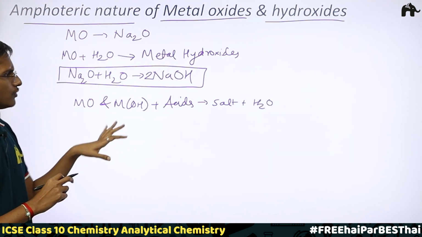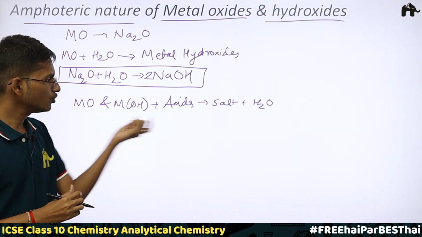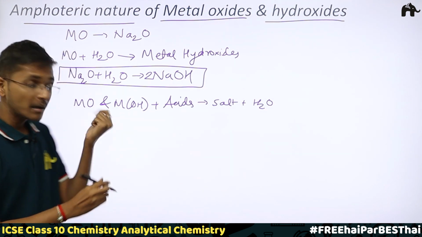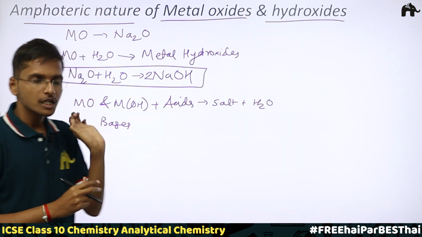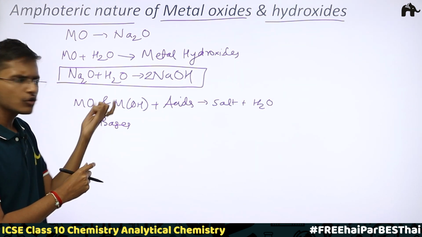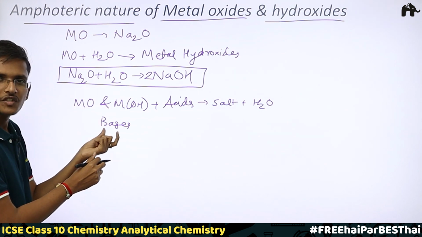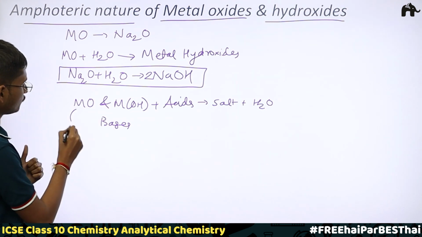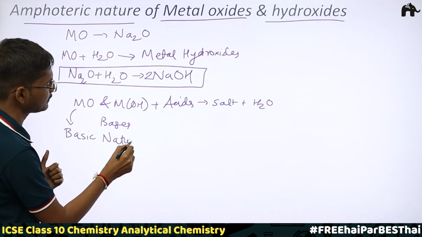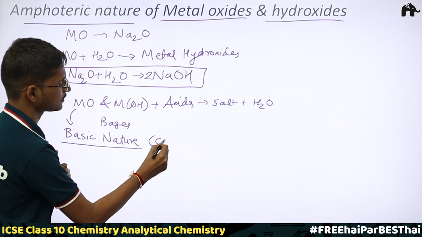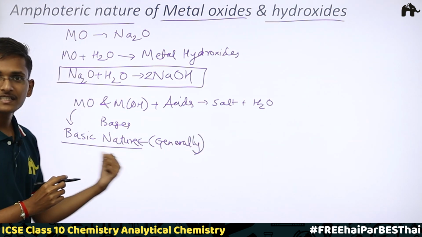Okay, so can you just try to correlate it with the previous chapter which we have studied? See, we know that who reacts with acids to form salt and water? Bases, right? So bases react with acid to form salt and water. Now these metal oxides and metal hydroxides are also reacting with acids to form salt and water. This means that they are having base-like nature, right? So we call this base-like nature as basic nature. And that's why we say that generally metal oxides and hydroxides are having basic nature.